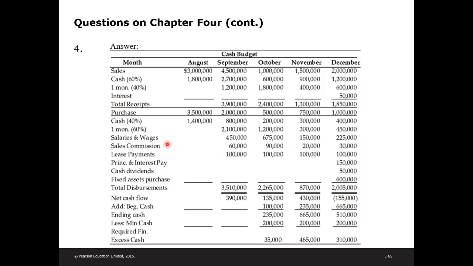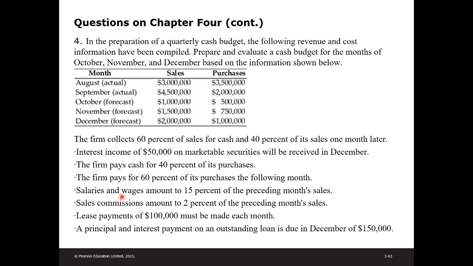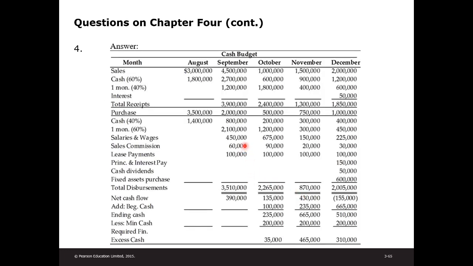Next, we have salaries and wages, which is given here. Salaries and wages amount to 15% of the preceding or the previous month's sales. So in order to calculate the salaries and wages for September, we will multiply 15% by 3,000,000, which is the sales of August, in order to come up with $450,000. And for October, we will multiply 15% by the 4,500,000 sales of September, so we can calculate the salaries and wages of October, and so on for November and December.